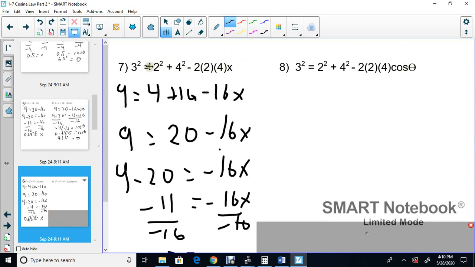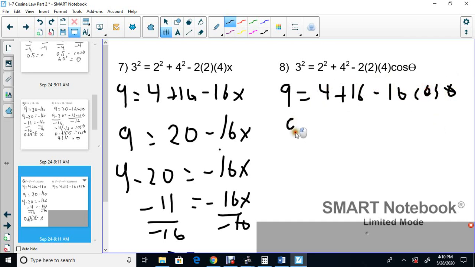Okay, quickly, this. Then all of a sudden you see this cos instead of an x, and people don't know what to do. So following BEDMAS, same thing. 9 equals 4 plus 16. And then you multiply all these numbers. 2 times 2 is 4 times 2 is 16. Minus 16 cosine of theta. Okay, you can add these two, but you can't do anything with that cos. So here you get 9 equaling 20 minus 16 cos.